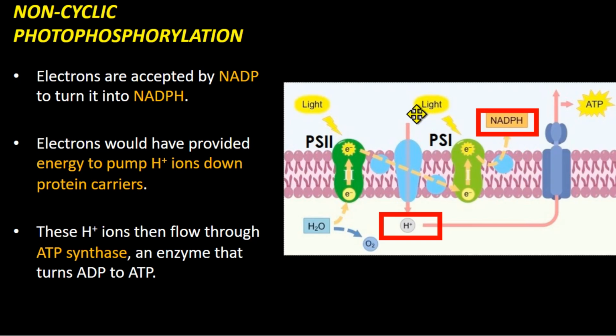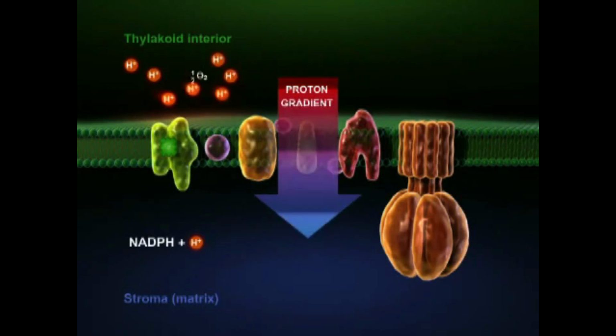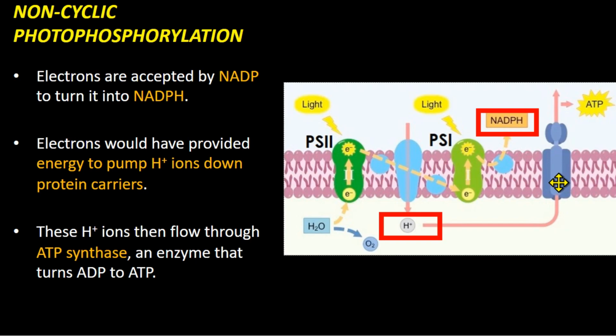At the same time, the electrons would have provided energy to pump any hydrogen ions that went up here, down here through these protein channels. So down here you would have a buildup of hydrogen ions. These would then flow through this enzyme called ATP synthase. This is basically attached to our protein carrier here. This acts like fuel for ATP synthase. It would turn ADP into ATP, basically it would phosphorylate ADP to turn into ATP, hence the term photophosphorylation. So this is non-cyclic because the electrons at the end do not return to photosystem 2. The additional electrons are actually provided through the splitting of water molecules.